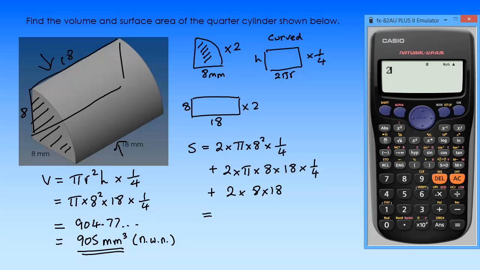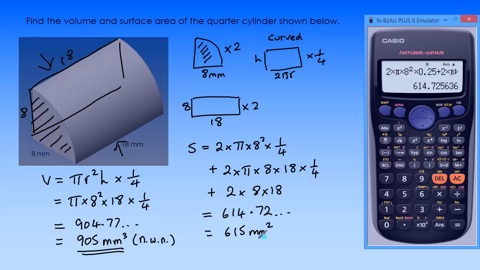So we'll calculate that all in one go. 2 times pi times 8 squared times a quarter. I'm going to put that in as 0.25. Then we're adding to that 2 times pi times 8 times 18, and then times that by 0.25 as well. And then we're adding that to 2 times 8 times 18, and that's 614.72 and so on. And that's going to be 615 millimeters squared. It's a surface area, so it's squared, and that's to the nearest whole number as well.